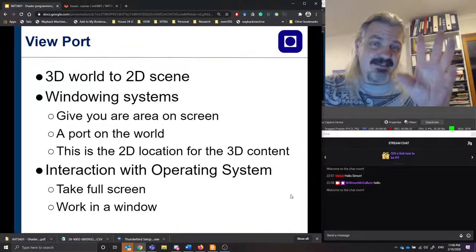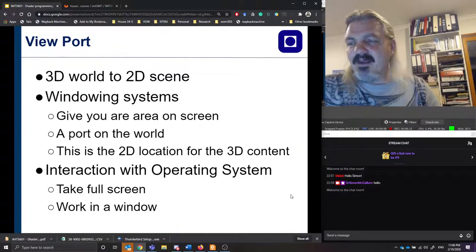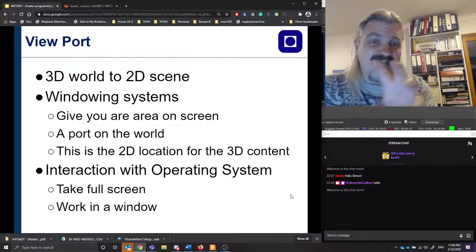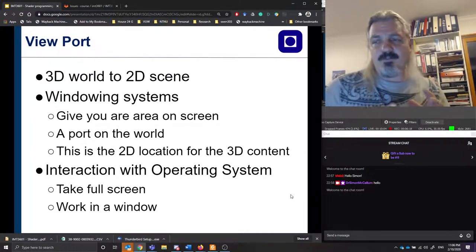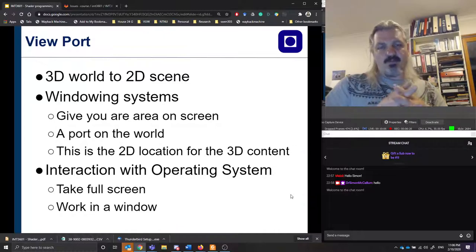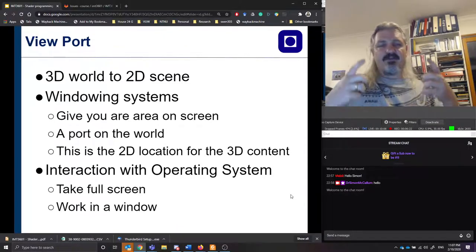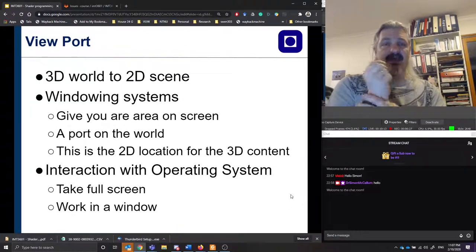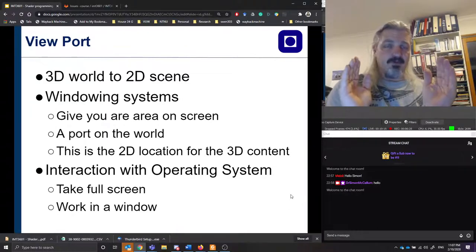That's because we have a lens in the camera. We can talk about that. Okay, so 3D world into a 2D scene. We have these windowing systems, and the window gives you the area on screen that you're going to draw to, and that is basically your port on the world.